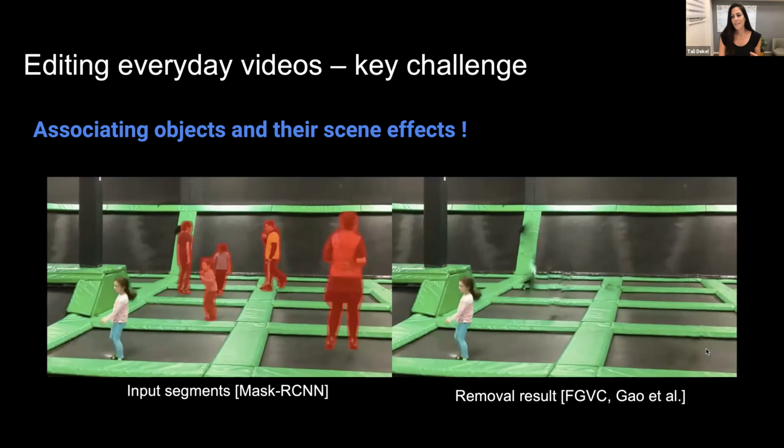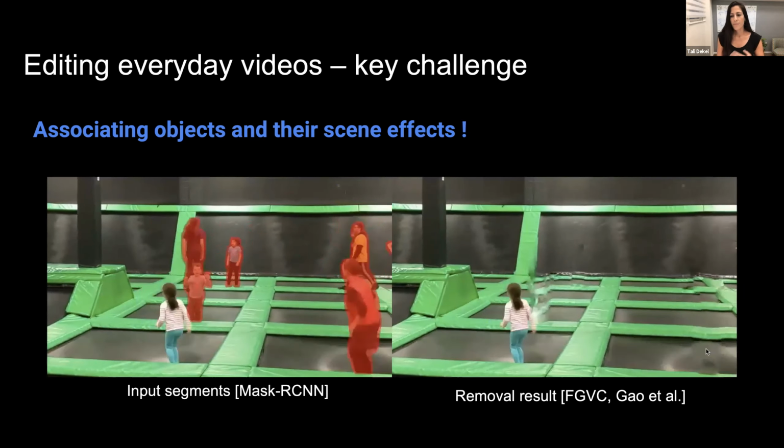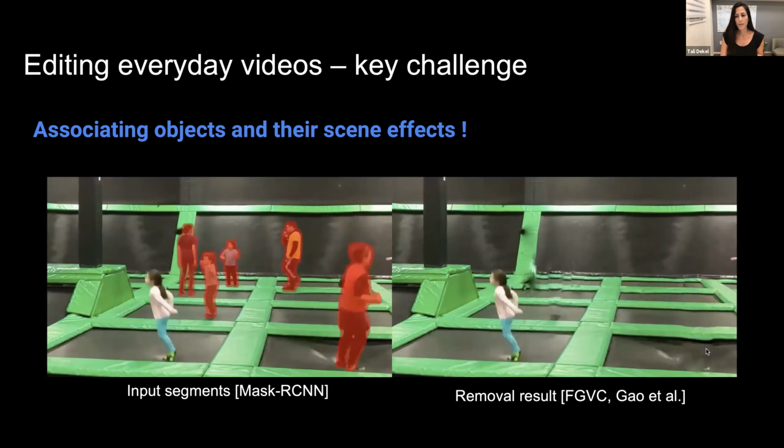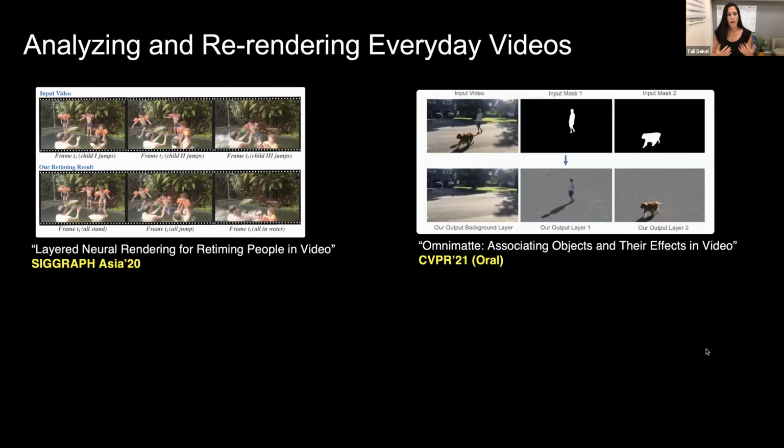How can we associate objects with all the scene elements that are related to them, varying scene elements that could get really complex in a video? That led us to a line of work that I'm going to talk about in more detail next. First, we tackled this problem of associating objects and their effects in videos in the context of retiming people, and that led to a human-specific model.